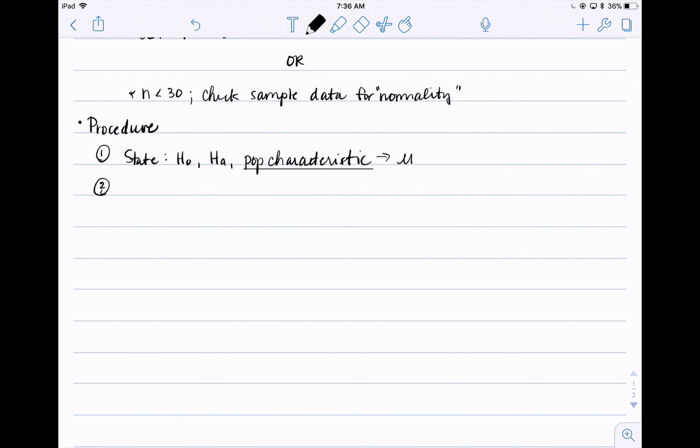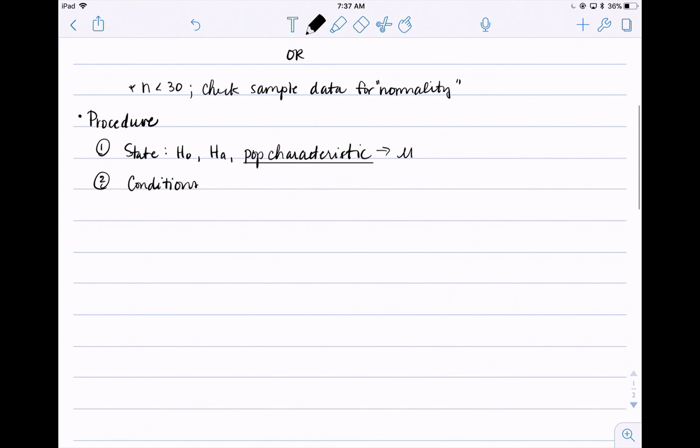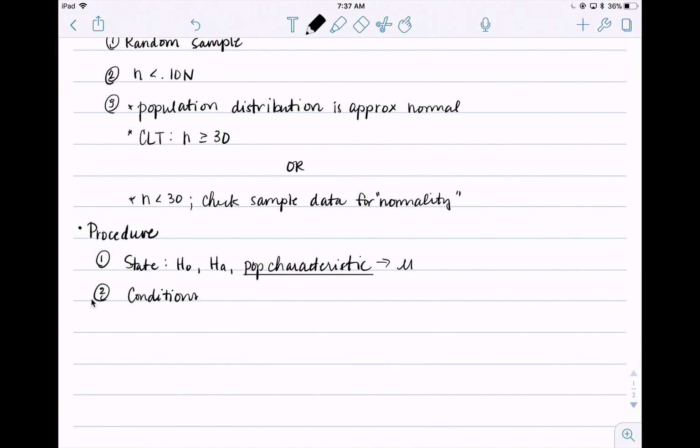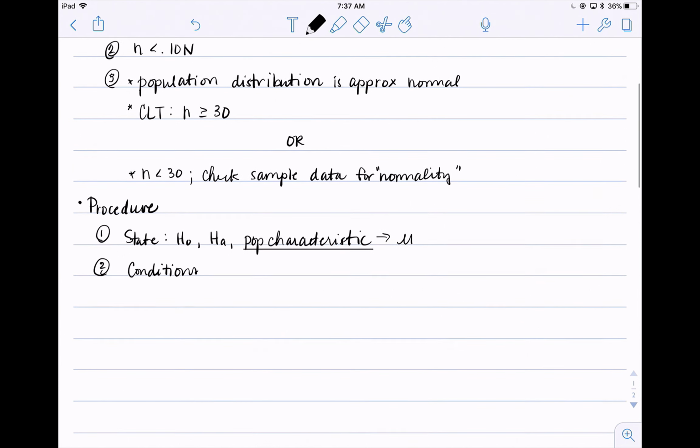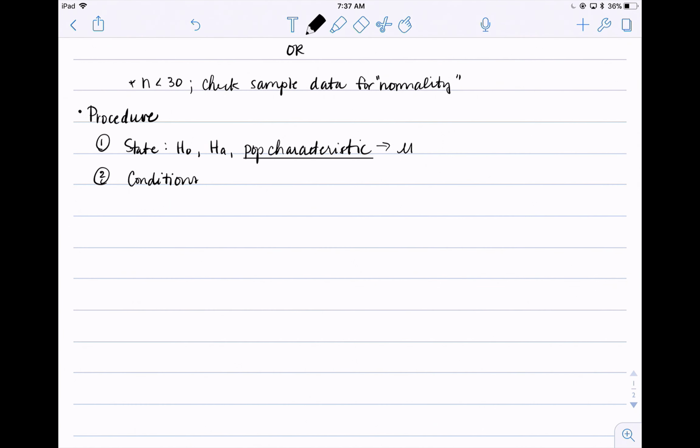Second thing is we're going to check conditions. So we know in this step we have three. If your sample size is less than 30, you're going to have to draw the box plot, the bar graph, the histogram, or whatever it is that you use to show that it's an approximately normal distribution or that it's not too heavily skewed. So let me write that down. Draw a graphical display, if needed.